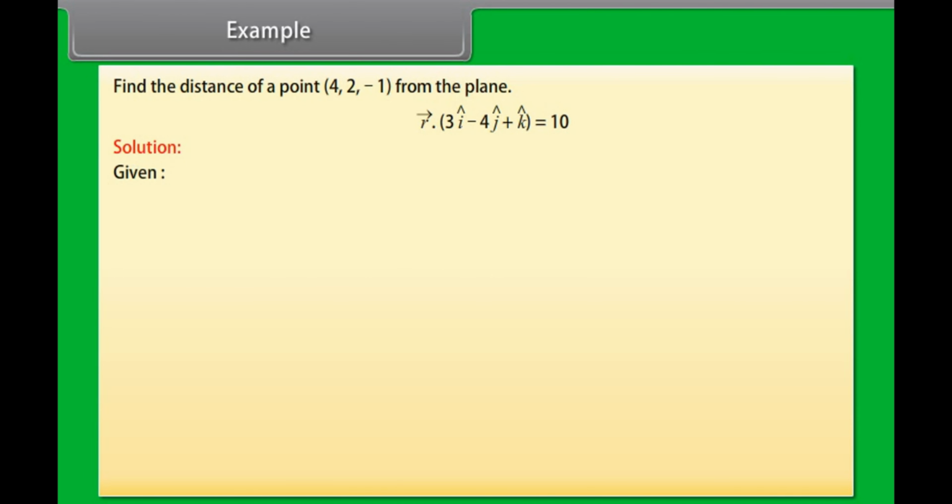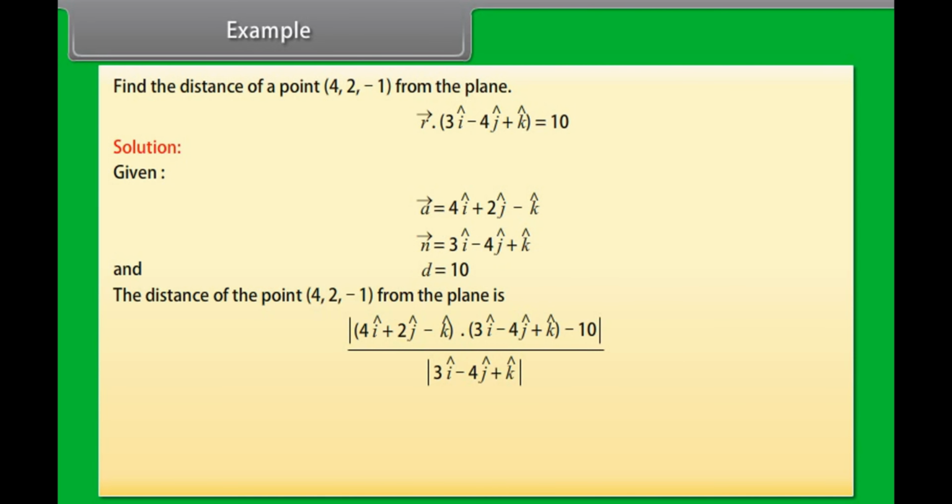Solution. Given vector A equals 4 i cap plus 2 j cap minus k cap, vector n equals 3 i cap minus 4 j cap plus k cap, and d equals 10. The distance of the point (4, 2, minus 1) from the plane is equal to the modulus of 12 minus 8 minus 1 minus 10 divided by the square root of 9 plus 16 plus 1, which equals 7 by square root of 26.